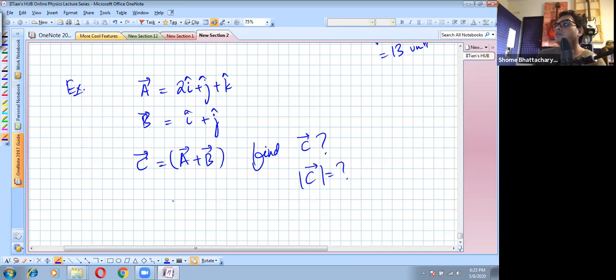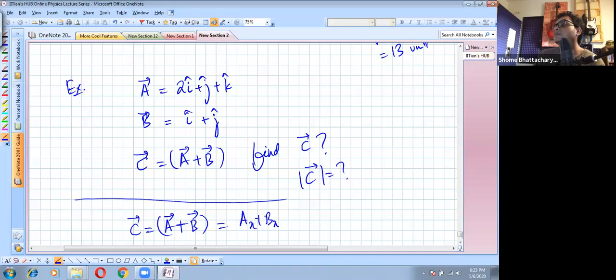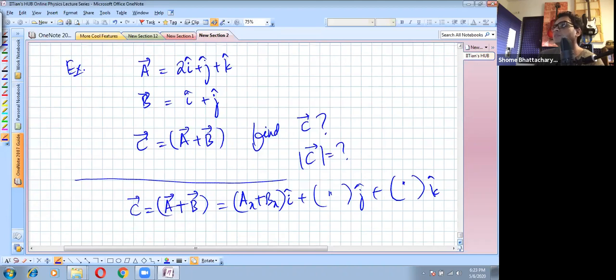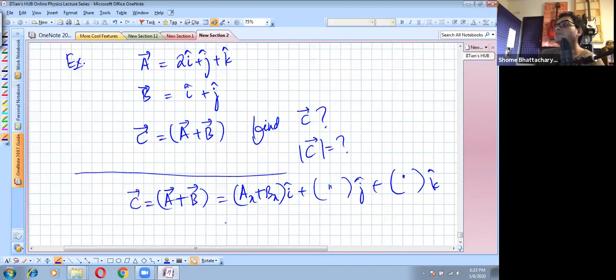Okay? So how we'll do this is the vector C is equal to the vector A plus the vector B. So this is AX plus BX i cap plus similarly AY plus BY j cap plus similarly AZ plus BZ k cap. So what we have done for Y and X, we have to now add for Z. So यहाँ पे substitute कर लो. So AX is how much in the above example? You can see our AX is 2 and our BX is how much? 1.